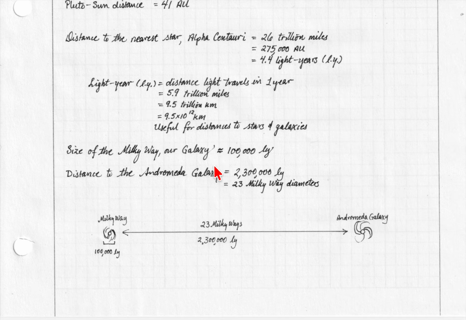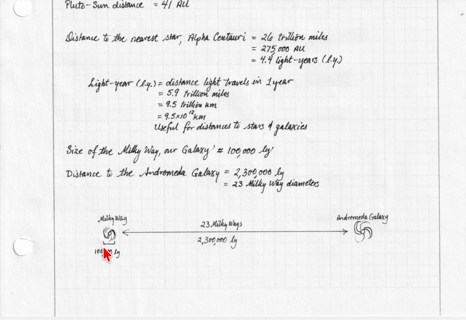But how far away is the Andromeda Galaxy? That one we can measure more carefully. 2,300,000 light years. That's 23 Milky Way diameters away. So if I were to draw these two to scale, the Andromeda Galaxy here is a bit bigger than the Milky Way.